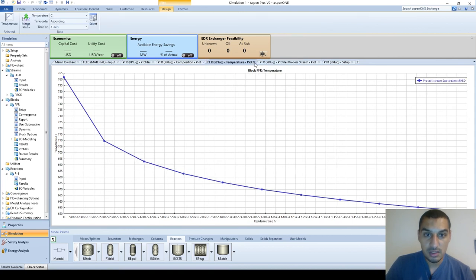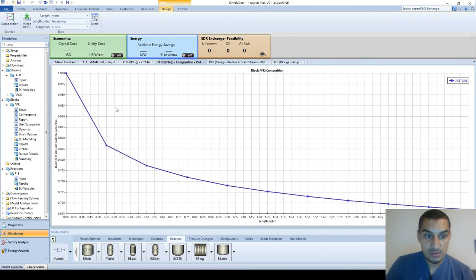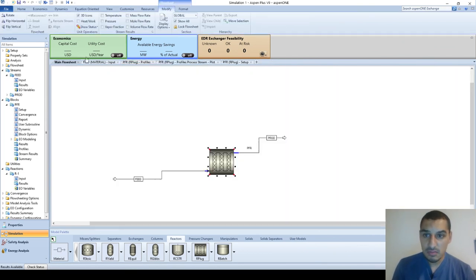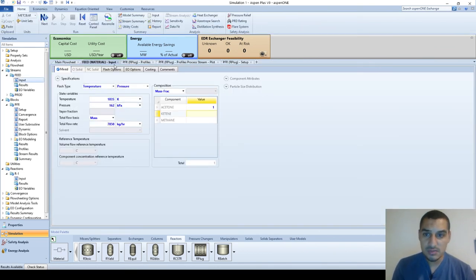I need to see the composition, and now the molar composition of acetone is 0.7, so it's almost like 30 something percent conversion. So again, we can change as many parameters as we can.